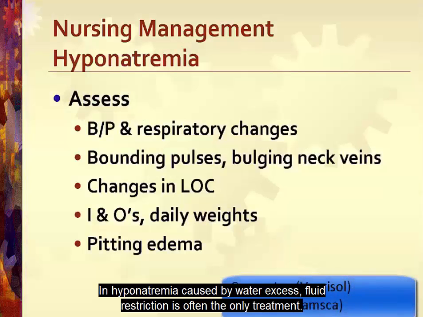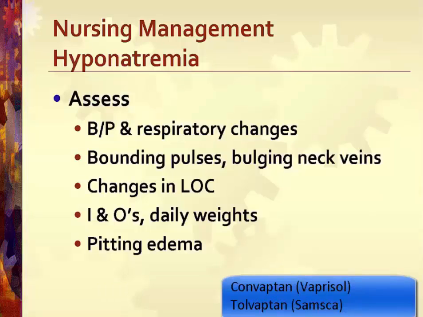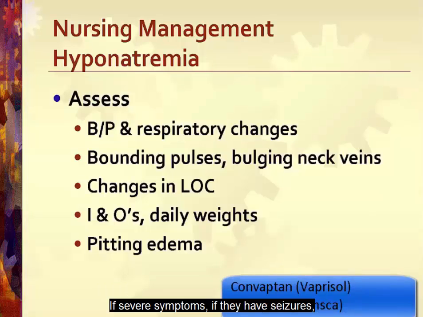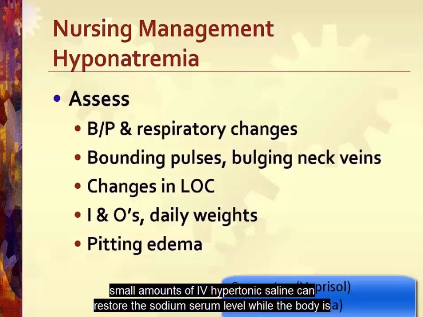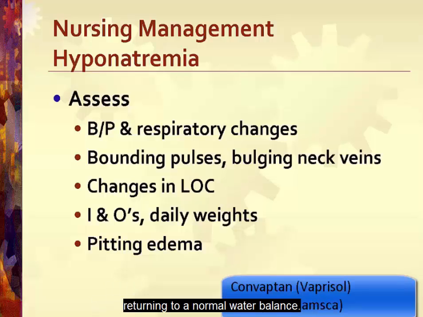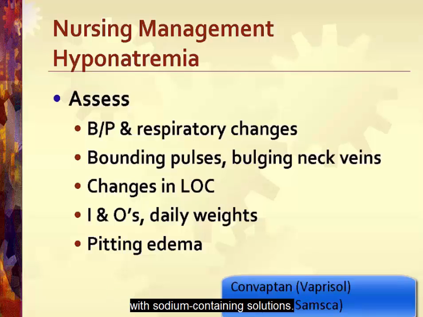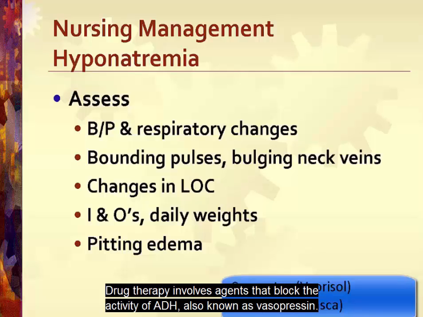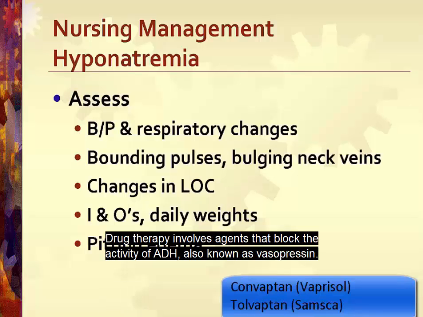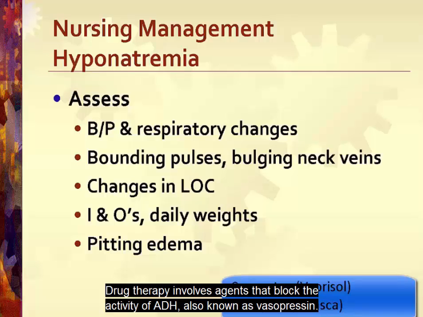In hyponatremia caused by water excess, fluid restriction is often the only treatment. If severe symptoms, if they have seizures, small amounts of IV hypertonic saline can restore the sodium serum levels while the body is returning to a normal water balance. Treatment of hyponatremia associated with fluid loss includes fluid replacement with sodium-containing solutions. Drug therapy involves agents that block the activity of ADH, also known as vasopressin.